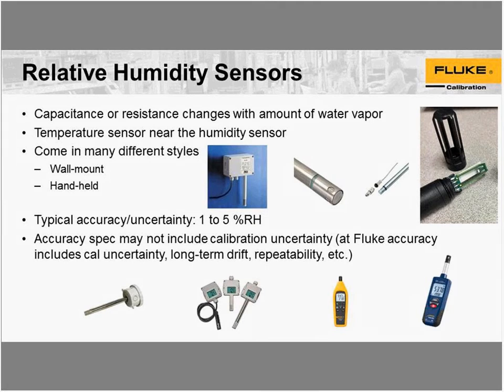Relative humidity sensors use a capacitive or resistive sensor that changes in resistance or capacitance depending on the amount of water vapor absorbed into the sensor. They will have a temperature sensor somewhere near the humidity sensor. There's a picture of one over here.